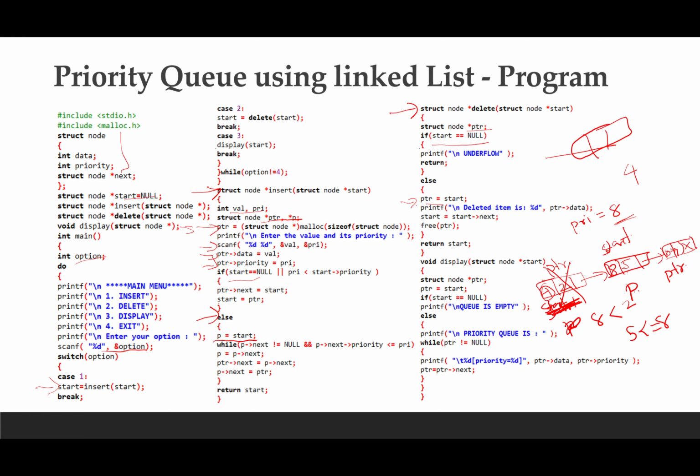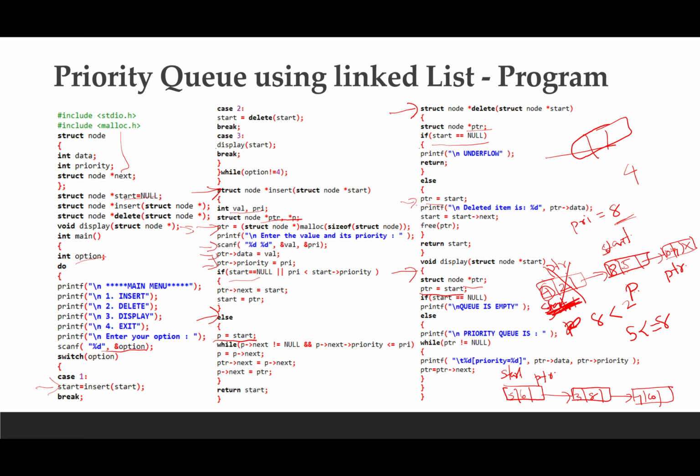And if you give the option 3, it is display. This is the display function definition. Here we are using the ptr node. First I will draw here: this is the ptr node, 5 6 3 8 7 10. This is the start node, and we are making this the ptr node, and we are checking the conditions.